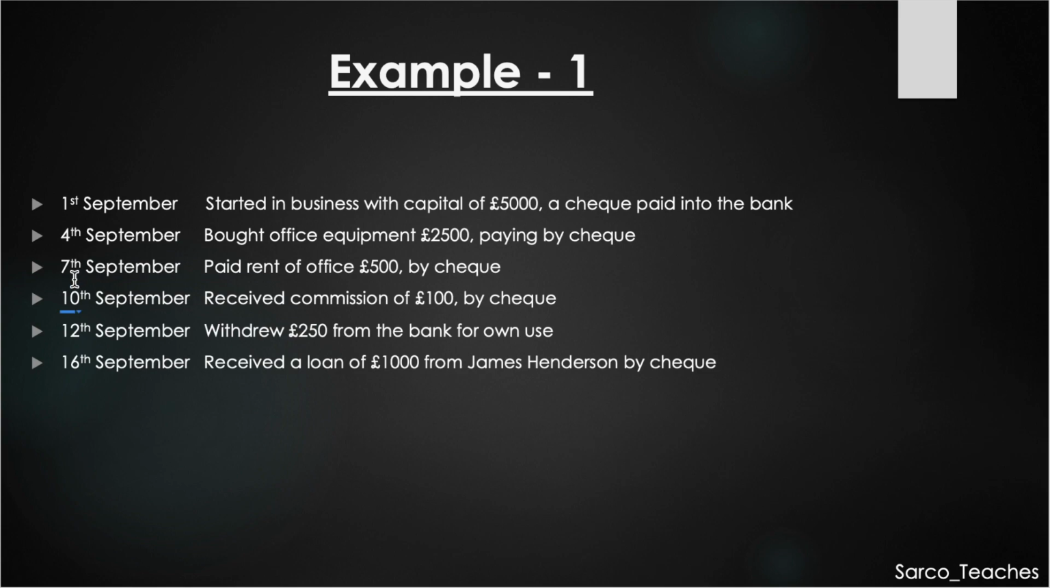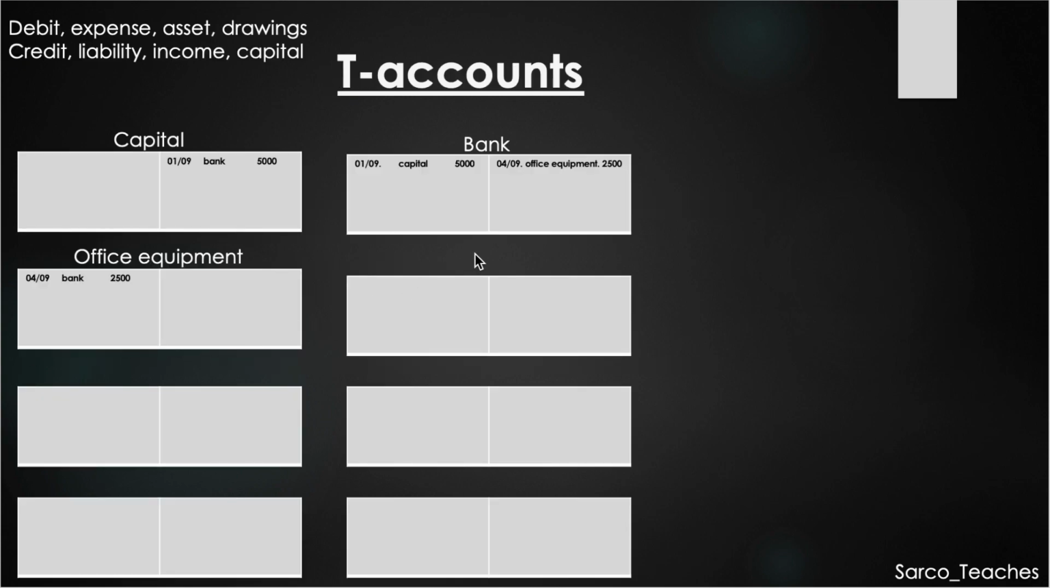Third adjustment, on the 7th of September, paid rent of office, £500 by check. So for this adjustment, we will be using rent and bank. So now we have to open up a rent account. However, for bank, once again, we already have a bank account. So we just use the same one.